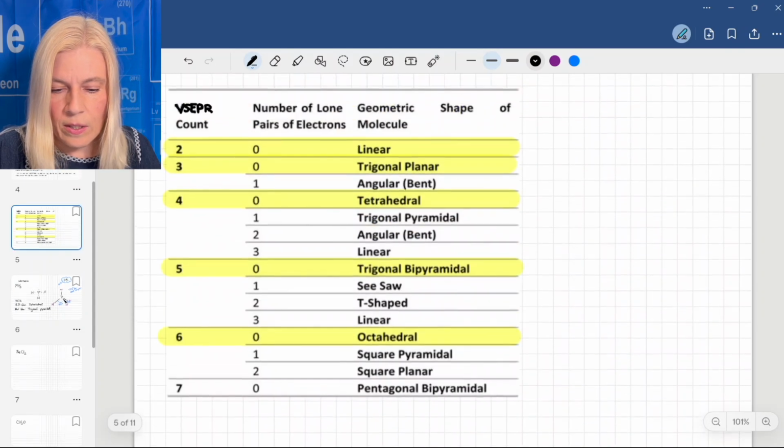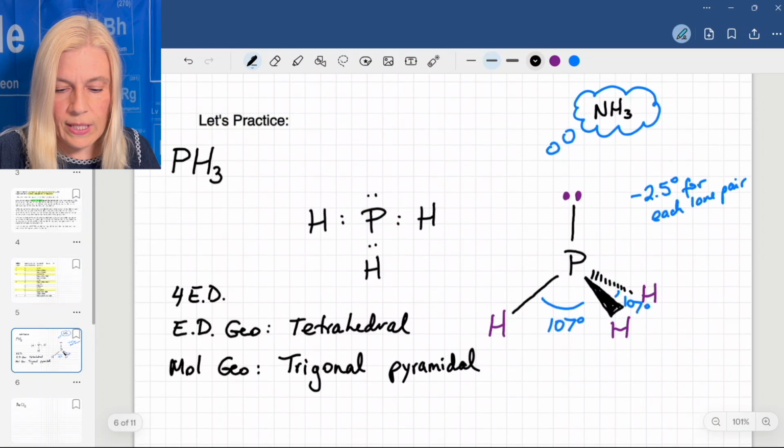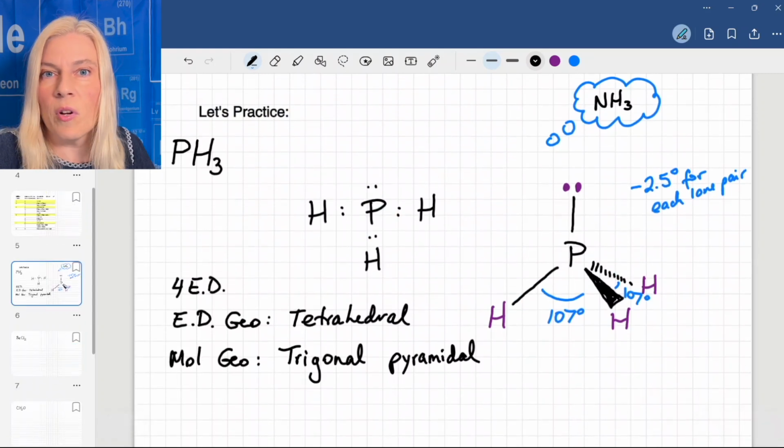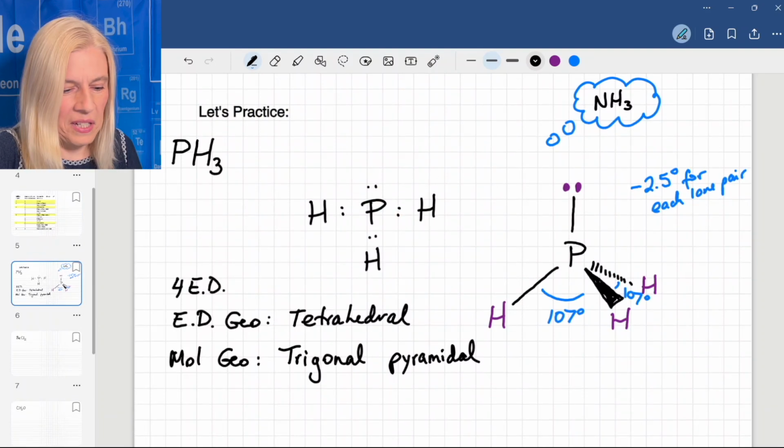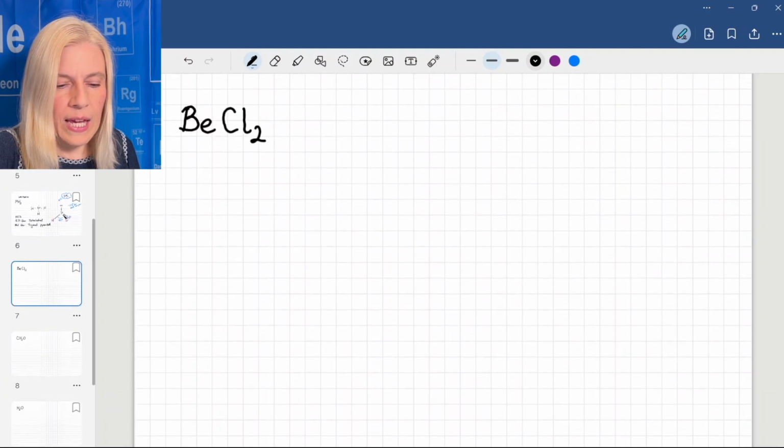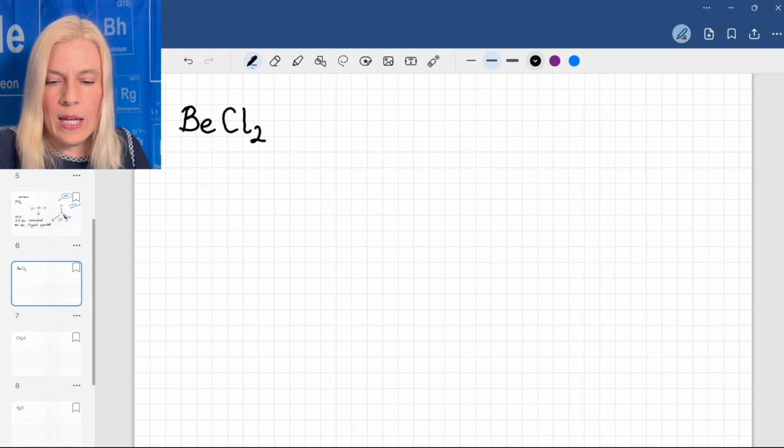And there we go. So yes, trigonal pyramidal. So that's our first molecule. We predicted the shape, so it wasn't that bad, right? Let's keep going. So here we have BeCl2.